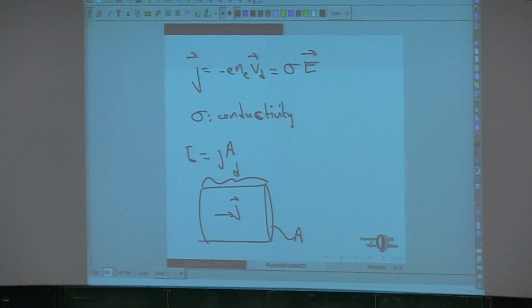So the total current is nothing but the current density times the area, which is sigma times the area times the electric field inside my material. But electric field is nothing but the potential difference across the two ends of my material. So I'm just assuming I connect this into V.